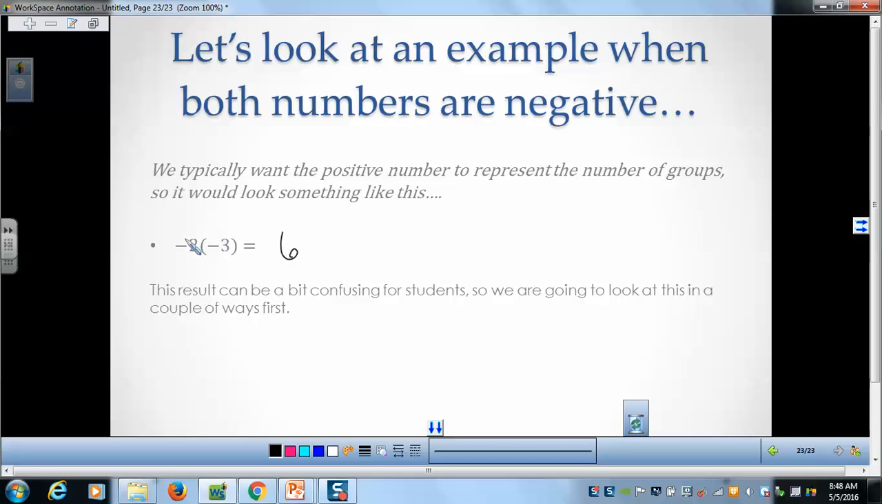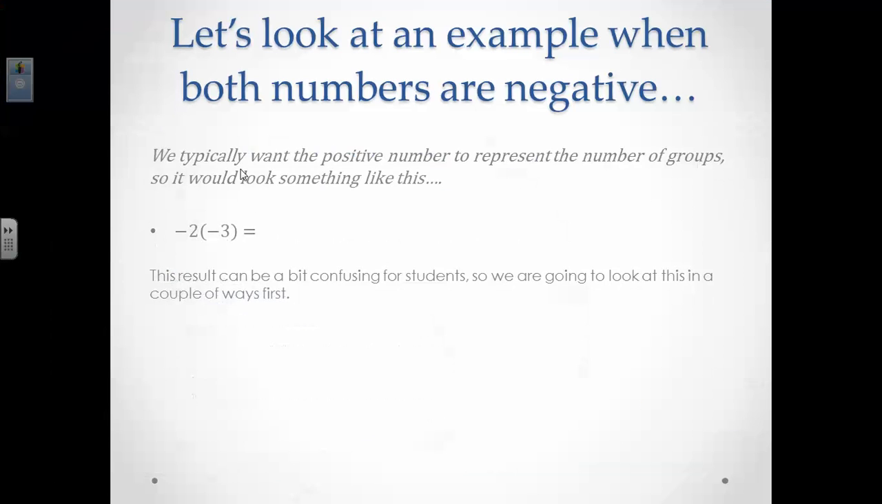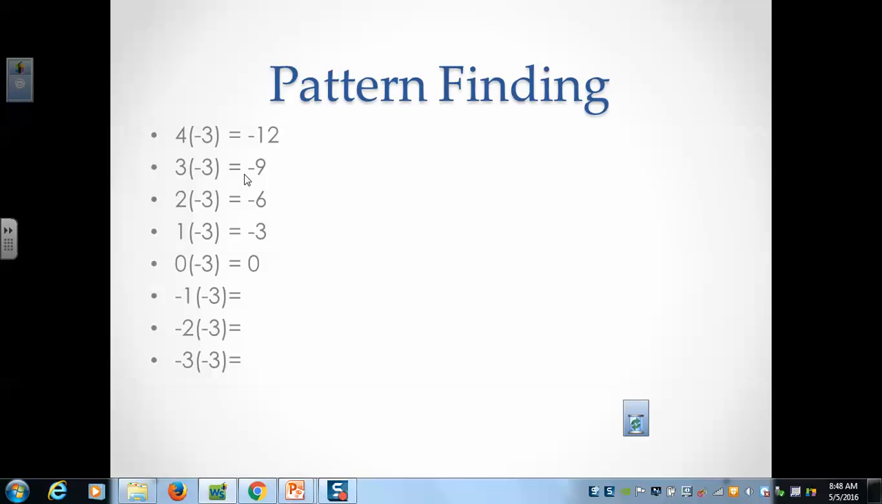All right, and how does that affect us when we have a negative 2 groups of a negative 3 items? A little hard to represent, maybe conceptually for some of you. So let's look at a little bit of a pattern here. So let's look at this guy. So let's look at what's happening here.